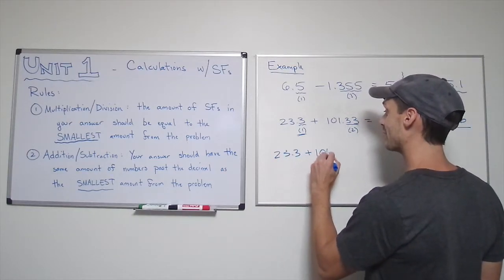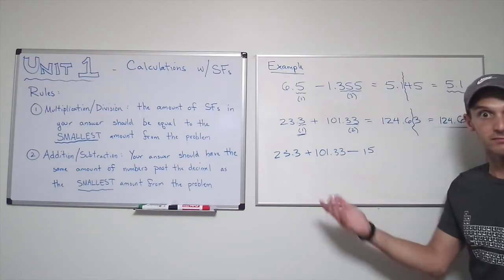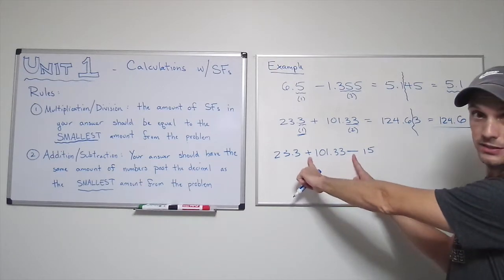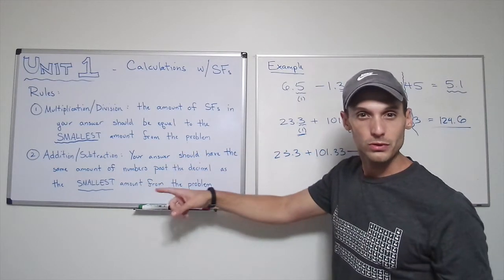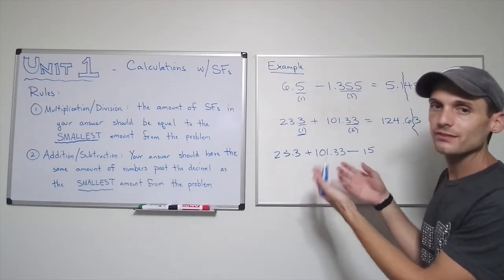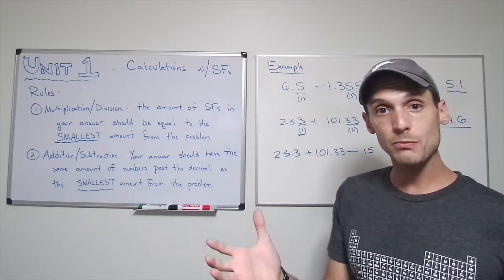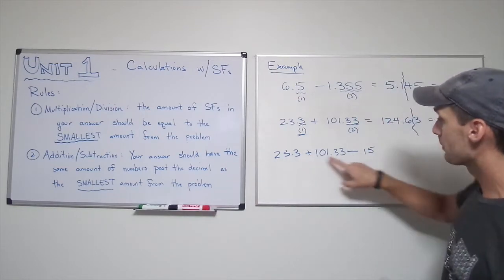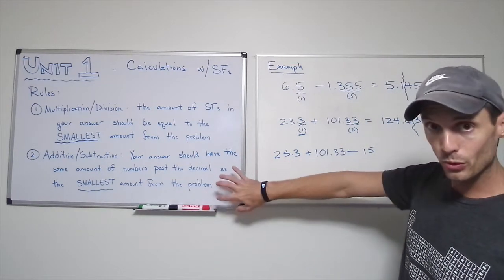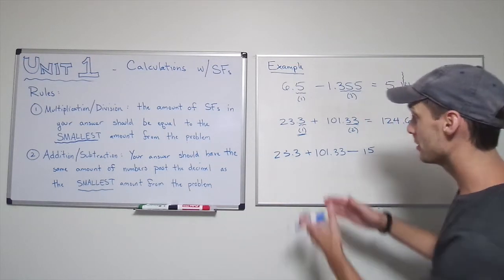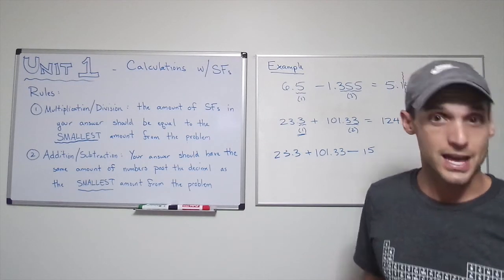Now, these are just doing one operation, but you could have 23.3 plus 101.33 minus 15, okay? 2 operations occurring in this calculation, but they're both within the same rule, right? It's just a combination of addition and subtraction. Therefore, if every operation in the problem is just under the umbrella of the same rule, then you do your calculation, the entire calculation, and then round at the very end, okay?